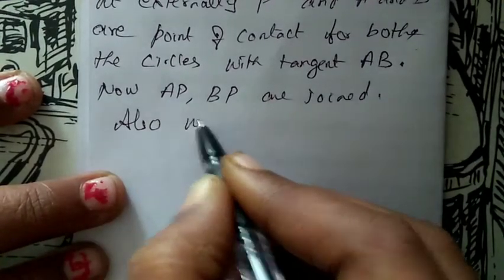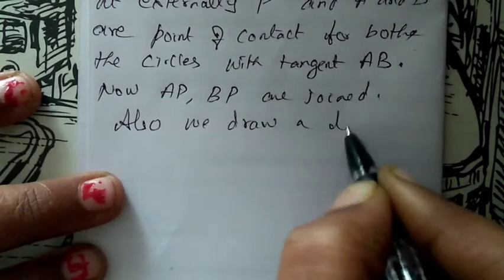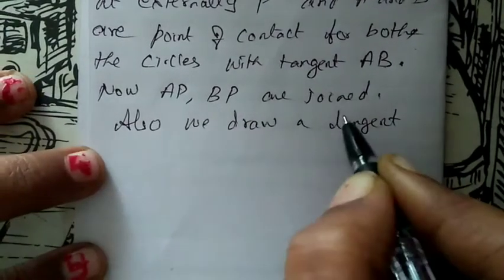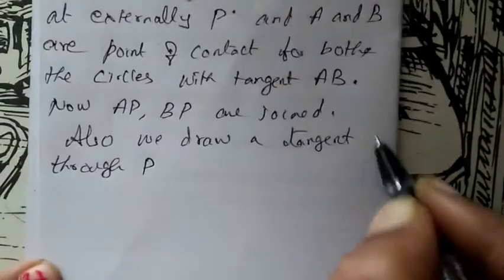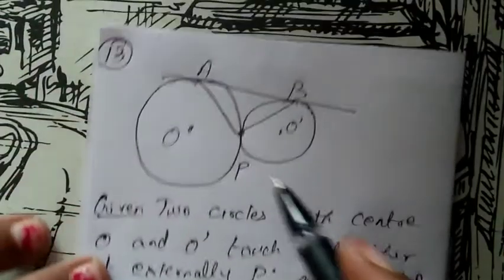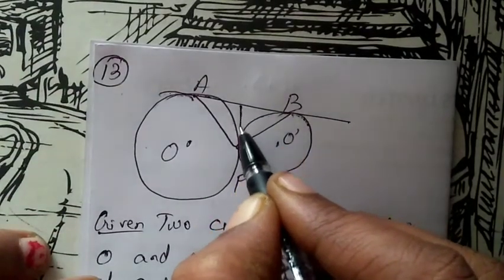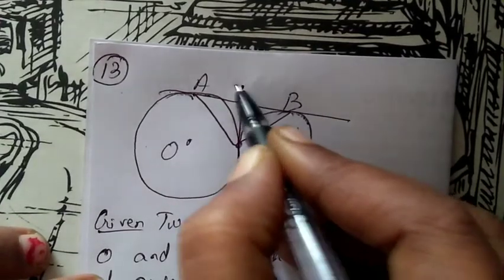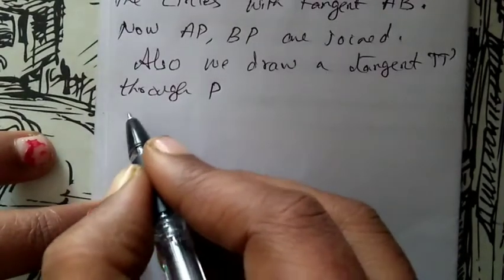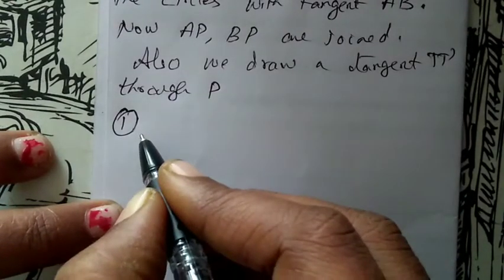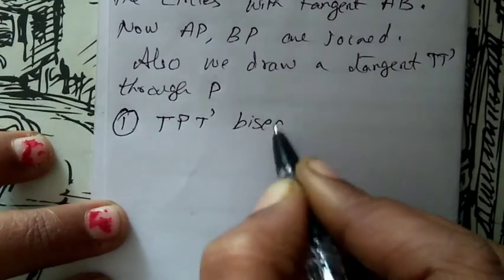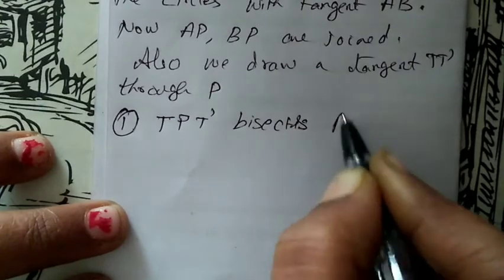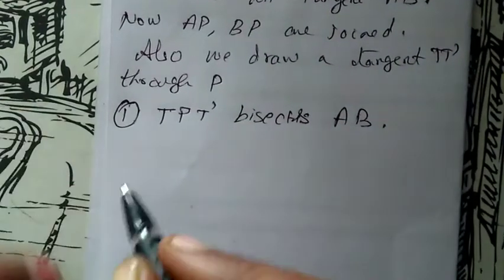Also, we draw a tangent through P. We draw a tangent T T dash. So, through the P, we draw a tangent. This tangent we write it as T and T dash. Now, we have to prove. So, first subdivision, what we have to prove? This tangent T T dash bisects AB. So, first we will prove it.